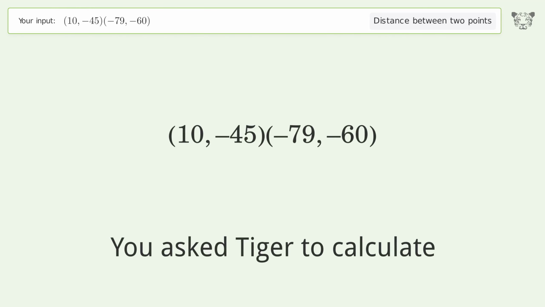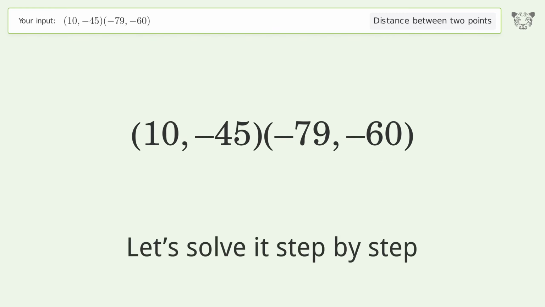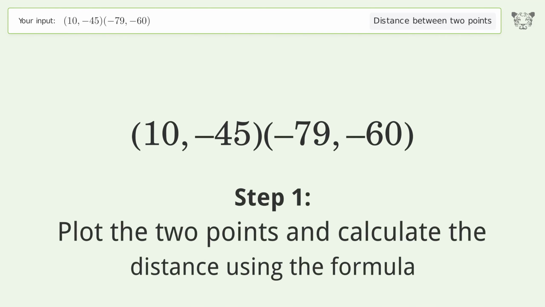You ask Tiger to calculate. This deals with the distance between 2 points. The distance between the 2 points is the square root of 8,146, or 90.255. Let's solve it step by step. Plot the 2 points and calculate the distance using the formula.